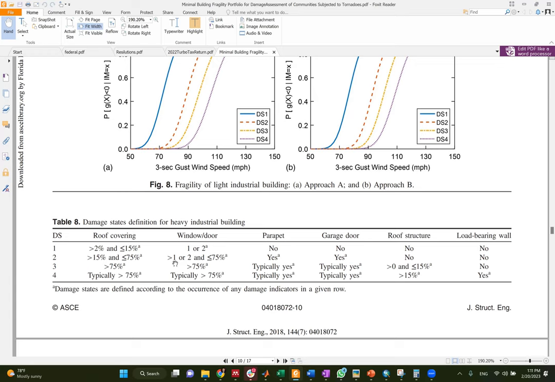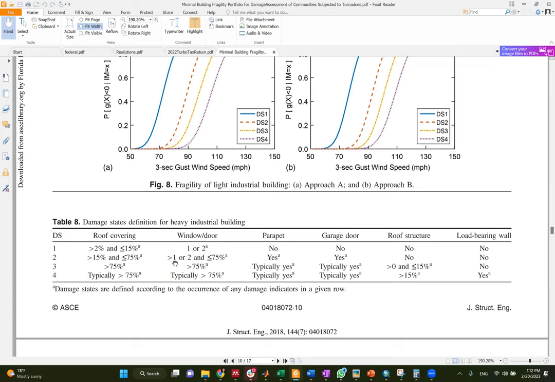Load bearing walls, no. You go to the extensive, you have damage of more than 75% to your roof cover, like the sheathing. The windows and doors, typically 75% of your doors and windows are broken. Parapet, typically yes, there is damage to the parapet. Garage door, yes. 15% to the roof structure, the structure itself. The bearing walls, yes, there is damage. This is the description. So right now, it is not only one component that I have to check for damage, it's a bunch of components.